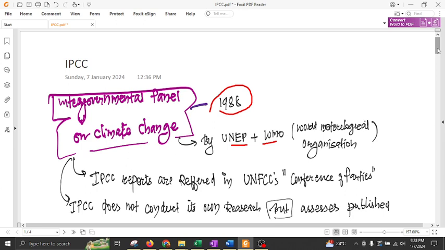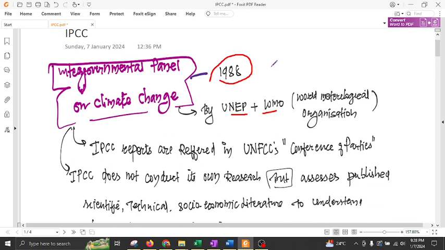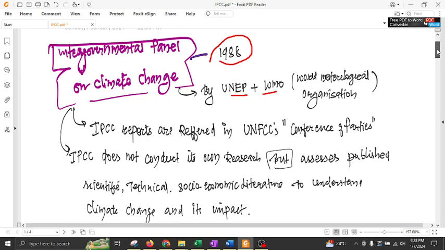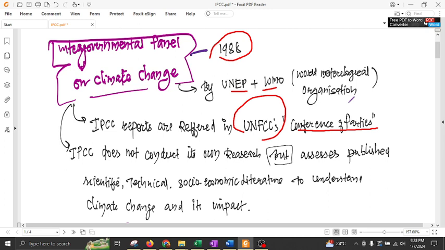Today we will learn about IPCC, that is the Intergovernmental Panel on Climate Change, and this body was established in 1988 by the UNEP and WMO, that is the World Meteorological Organization. The IPCC reports are very important as they are referred to in UNFCCC's Conference of Parties as a reference, right? And their reports have high authority on environmental issues.